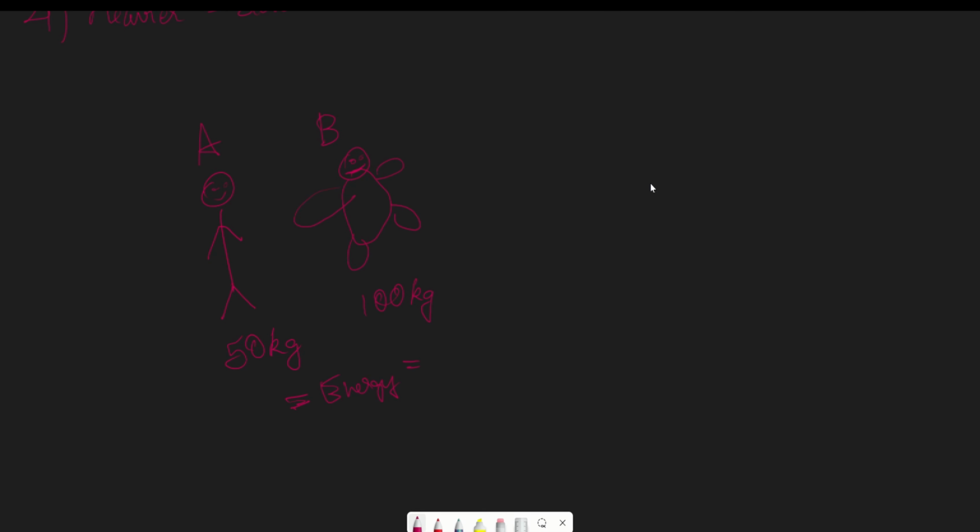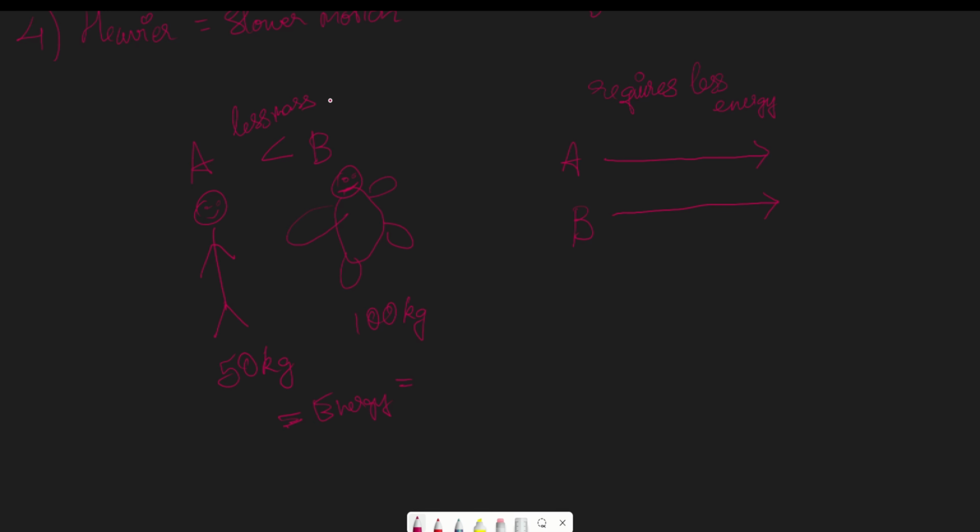Now, if they both have the same amount of energy and they both have to run a race, we said that they would move faster. Now, the reason person A moves faster than person B is because person A requires less energy to move his body, because there's less mass. He has less mass than B. B has more mass, so B requires more energy to move his legs.